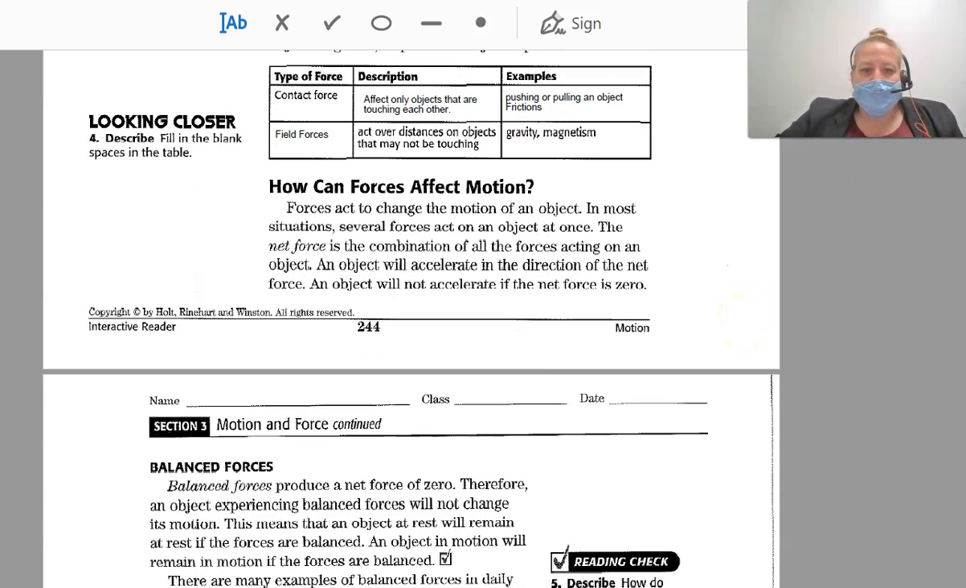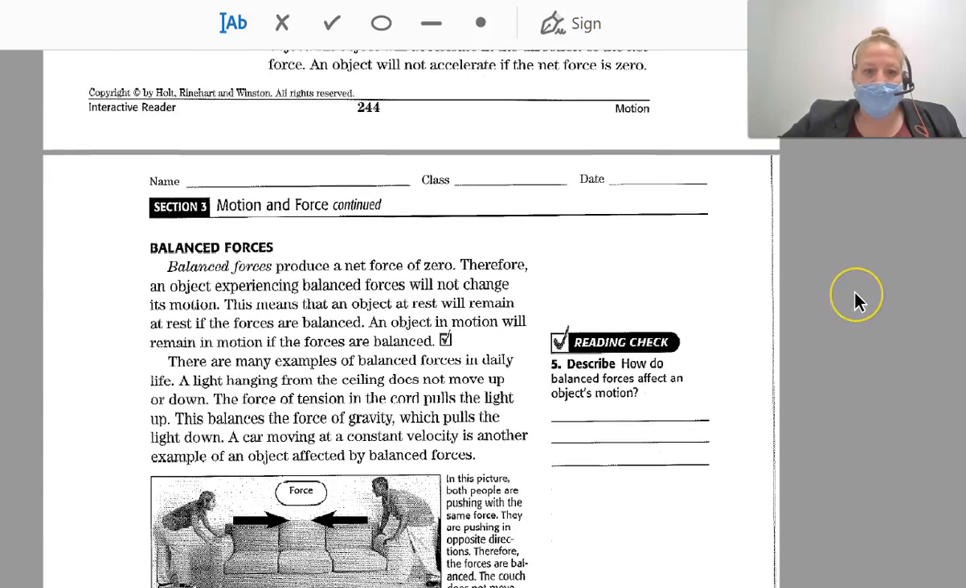How can forces affect motion? Forces can change the motion of an object. In most situations, several forces act on an object at once. The net force is the combination of all these forces acting on an object. An object will accelerate in the direction of the net force. An object will not accelerate if the net force is zero.